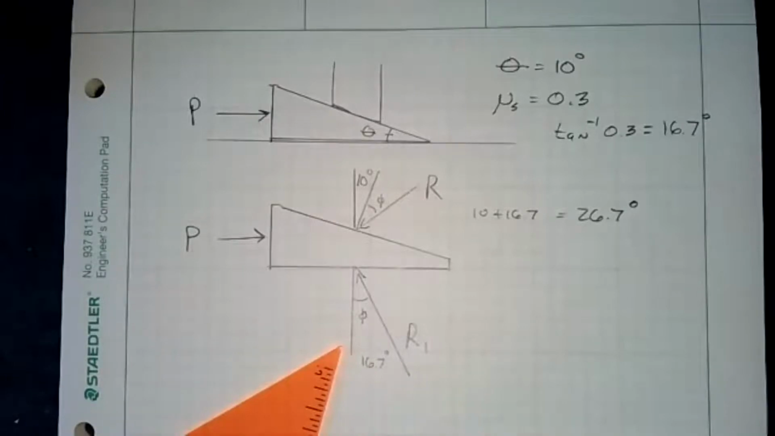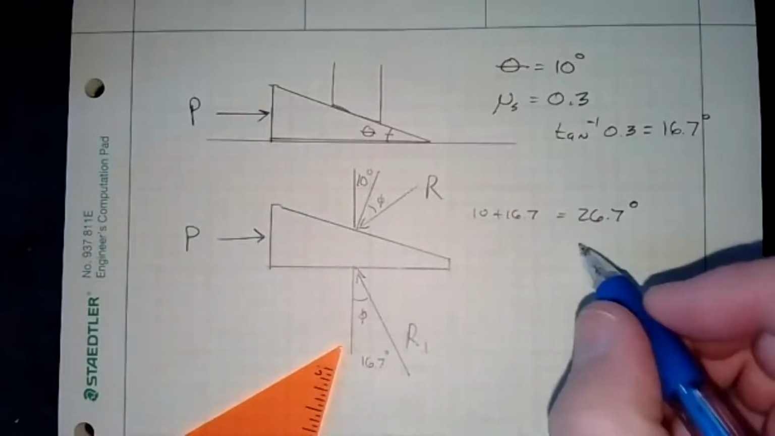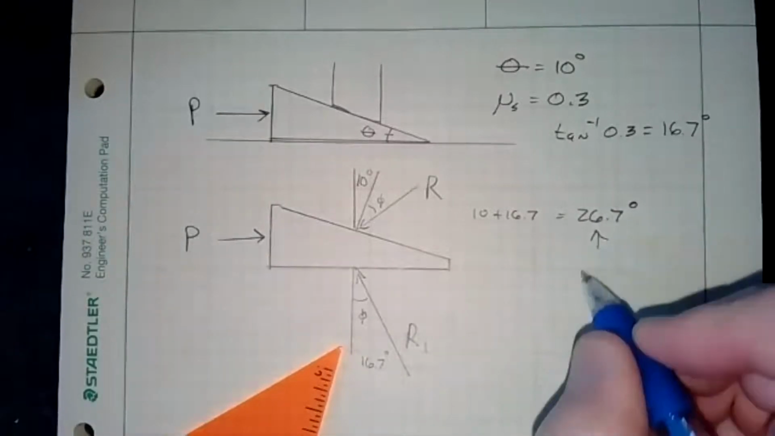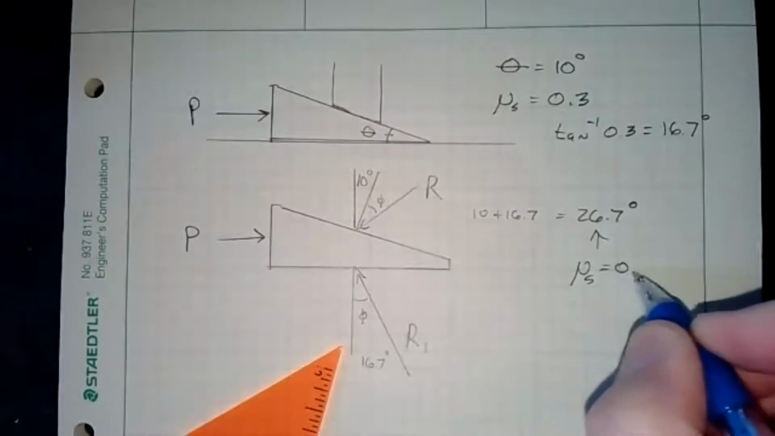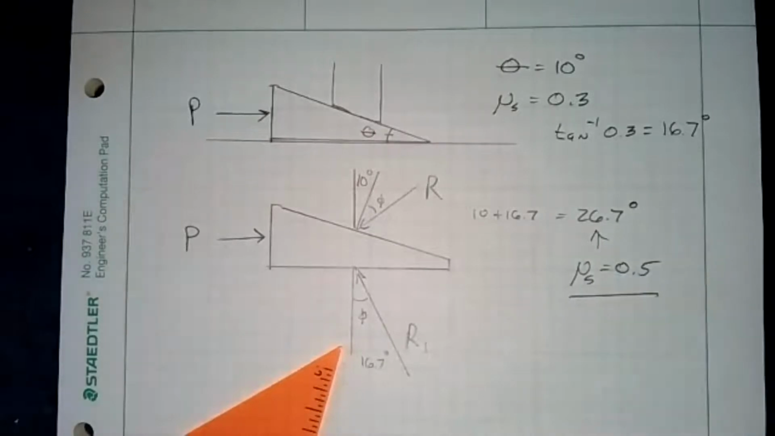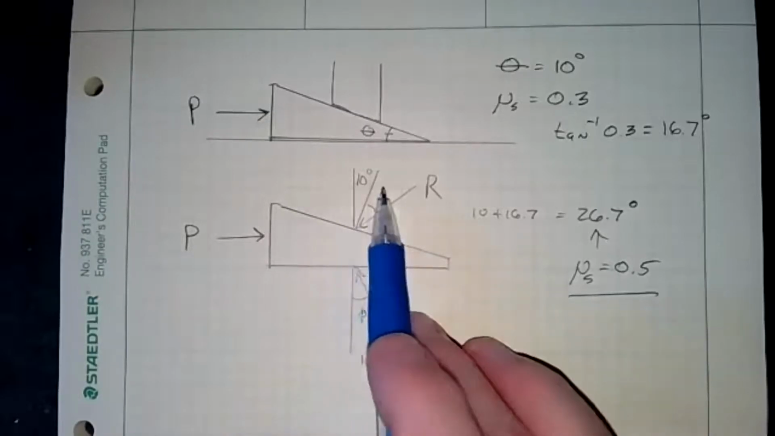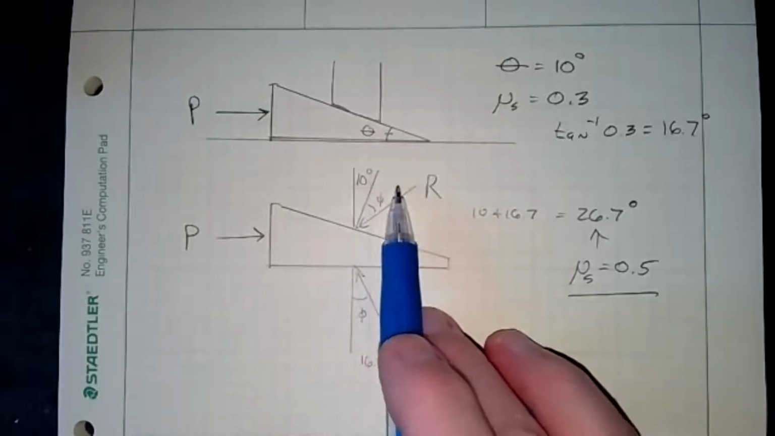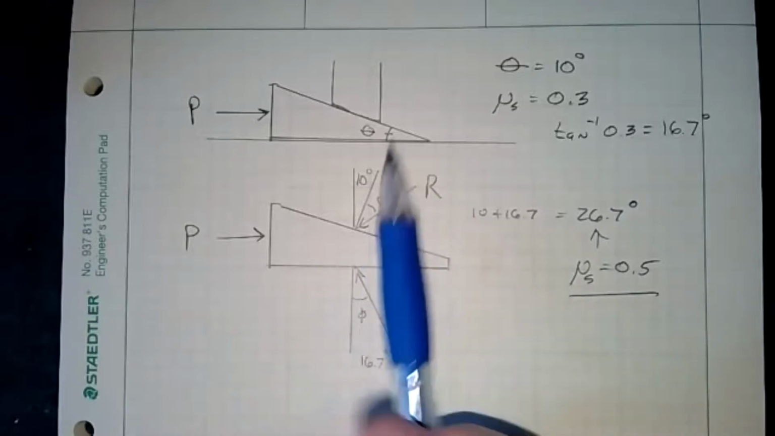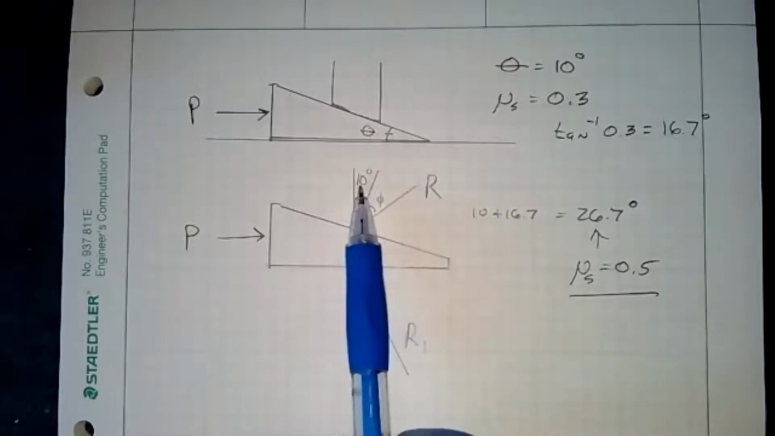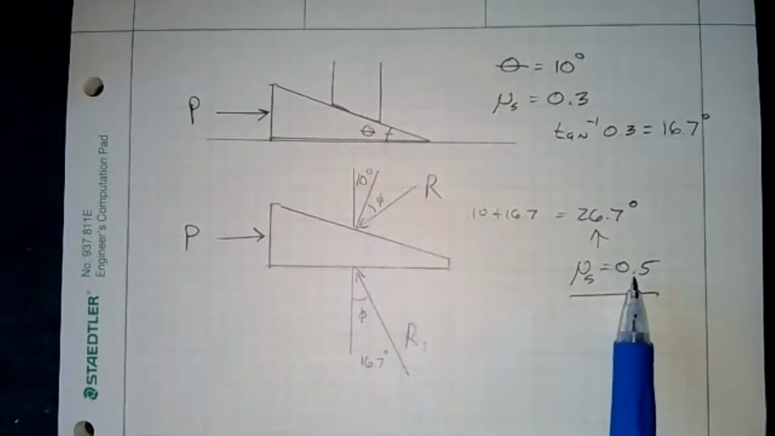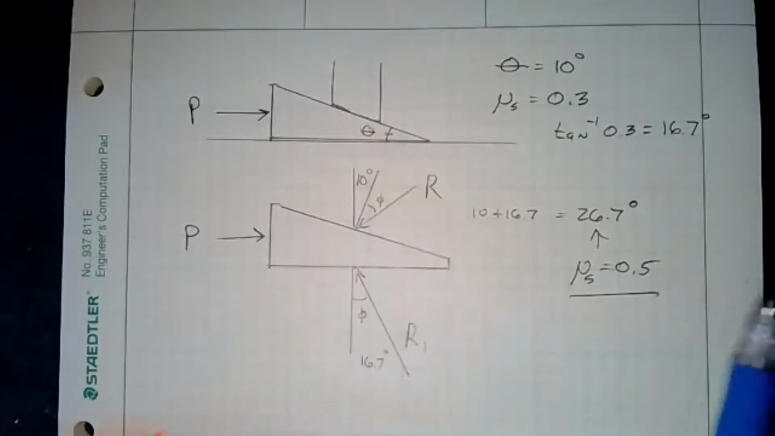So effectively, if we take 26.7 and we take the tangent of it, that is the equivalent of mu static equal to 0.5. So what we've done is by adding this angle here, we've increased the friction coefficient there. Now, of course, there's practical limits to it. That's why wedges are always very small angle-wise, but you can see what that has done.